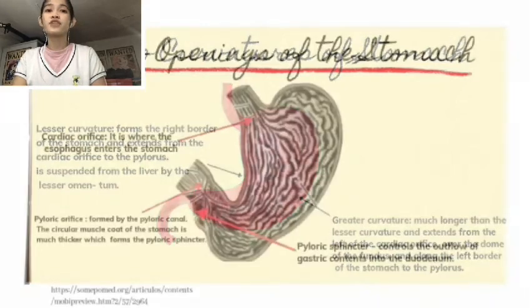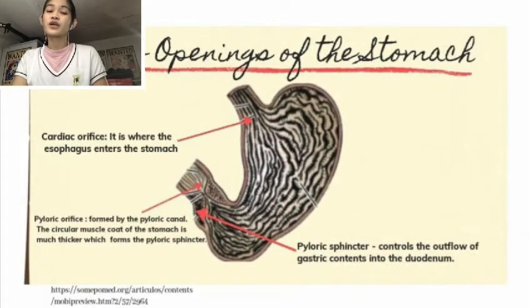And now we have the two openings of the stomach. First is the cardiac orifice. In the cardiac orifice, we can see the esophagus, which enters the stomach. And the pyloric orifice is formed by the pyloric canal. It is also known as the opening between the stomach and the superior part of the duodenum. Due to the thick circular muscle coat of the stomach, it forms the pyloric sphincter. The pyloric sphincter is a band of muscle which plays a role of controlling the outflow of the gastric contents into the duodenum.